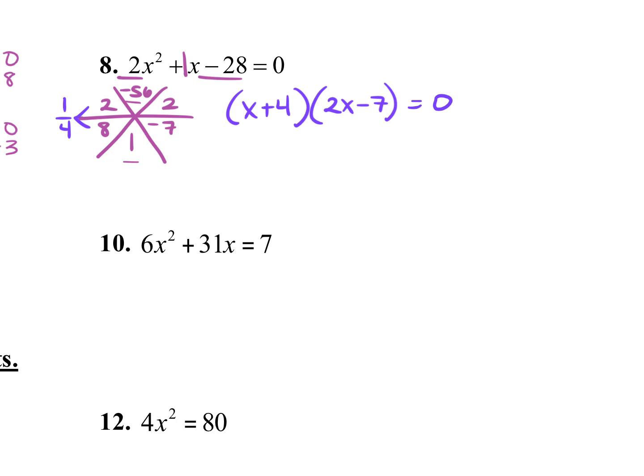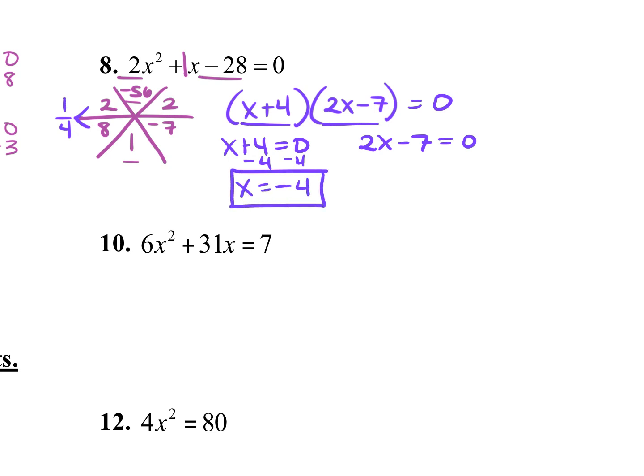Yeah, set both parts equal to 0 because we need one or the other to equal 0 if the whole thing is going to equal 0, right? So x plus 4 equals 0 and 2x minus 7 equals 0. So take away the 4 and x equals negative 4. Add the 7 and then divide by 2. So x equals, you can either call that 3.5 or you can call it 7 over 2. But those should be your two answers.